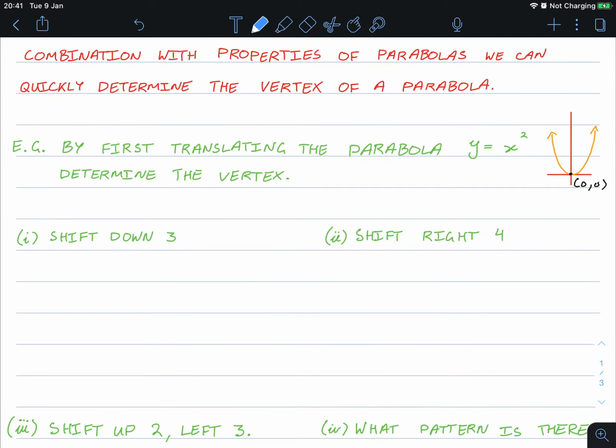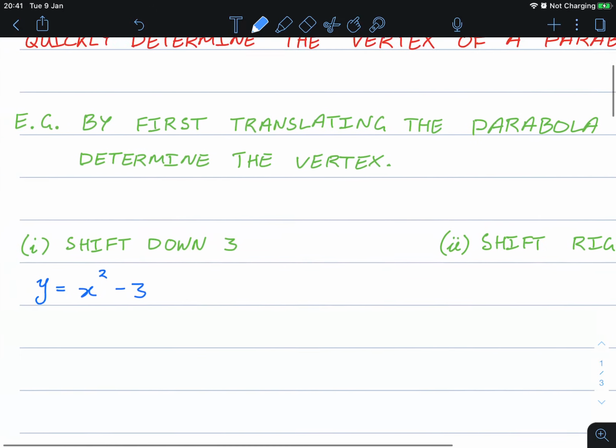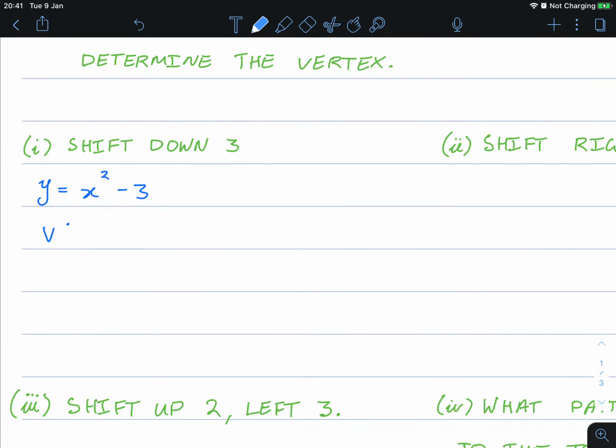Okay, so shifting this entire function down is as simple as taking the function y equals x squared and shifting down means going downwards by 3, which is minus 3. Now if we think about it, it's moving the vertex 3 spaces down. If we're only moving down and not left or right, the vertex is very easily found at 0, negative 3.